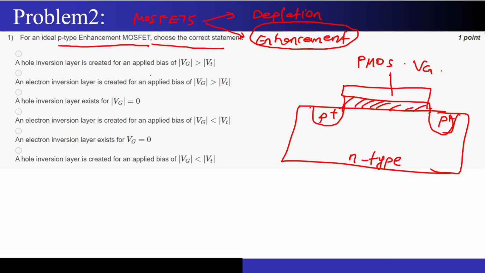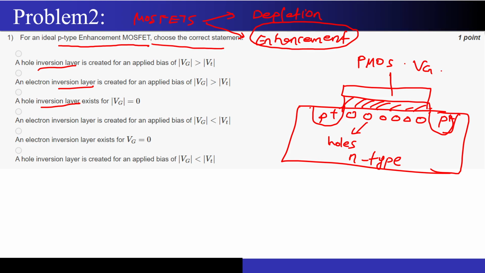Now, in the options itself we are seeing inversion layer, inversion layer, inversion layer. So we know that we want to create an inversion layer over here. My substrate is N-type, so the inversion layer will consist of holes. These are nothing but your holes. And to have holes over here, first of all I have to create a depletion region.